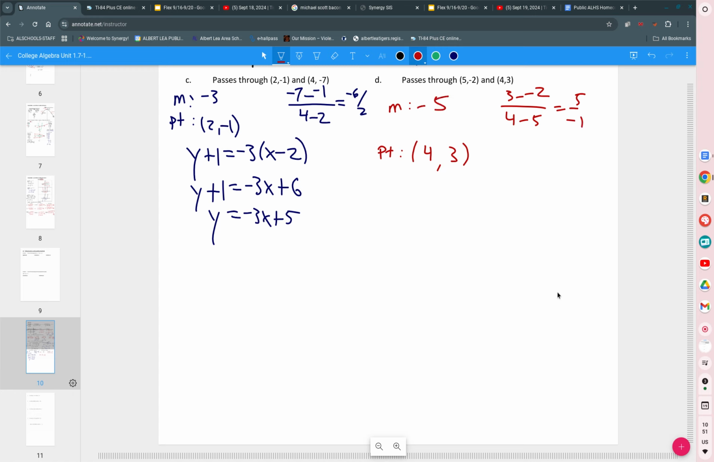She chose the 4, 3 because she wanted to remain positive and avoid the mistake. It's a good choice. If you chose the 5, negative 2, it comes out the same anyway. It doesn't matter. We got x minus 4. So y minus 3 is equal to negative 5x plus 20. And y is equal to negative 5x plus 23.